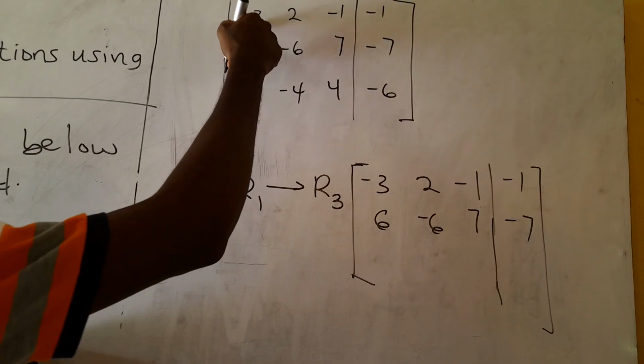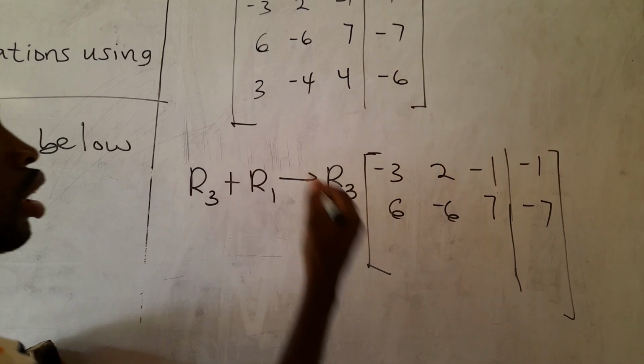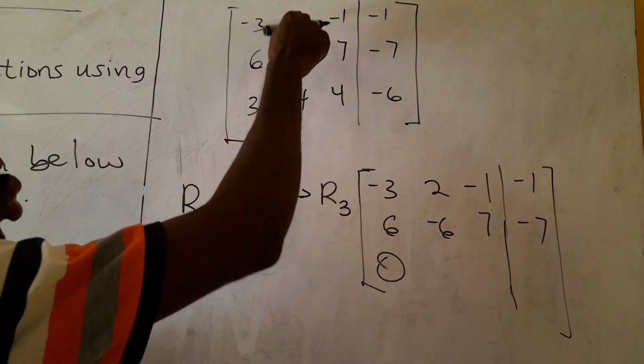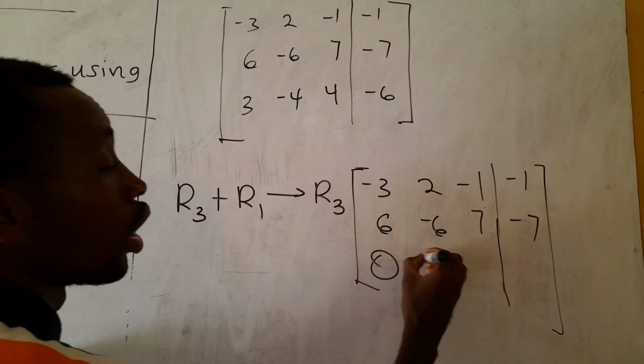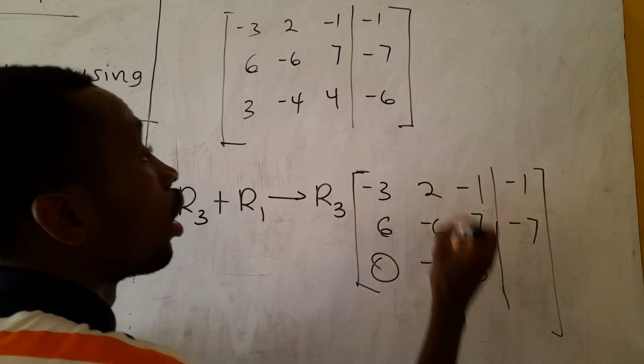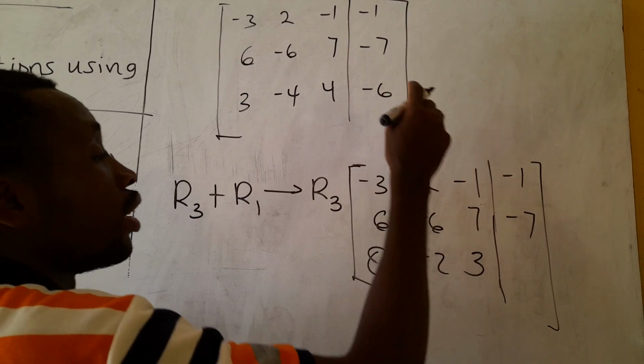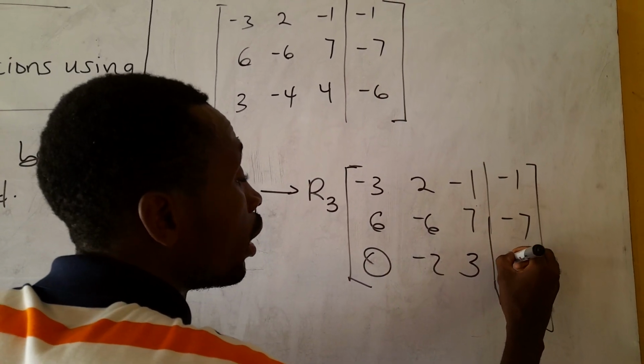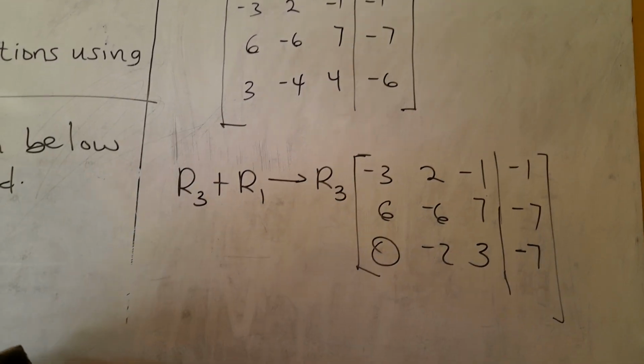So now let's go. Negative 3 plus 3, that will be 0. 2 plus negative 4 will be negative 2. Negative 1 plus 4 will be 3. The negative 1 plus negative 6 will be negative 7. I hope you get that.